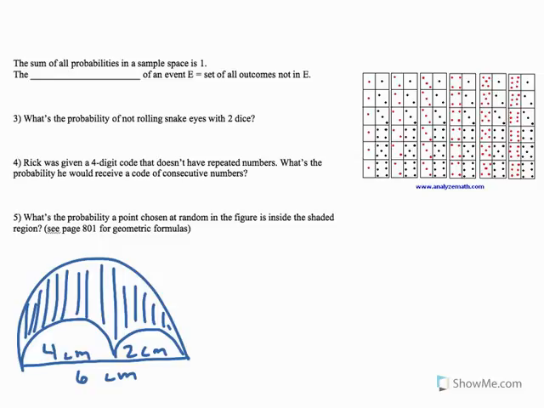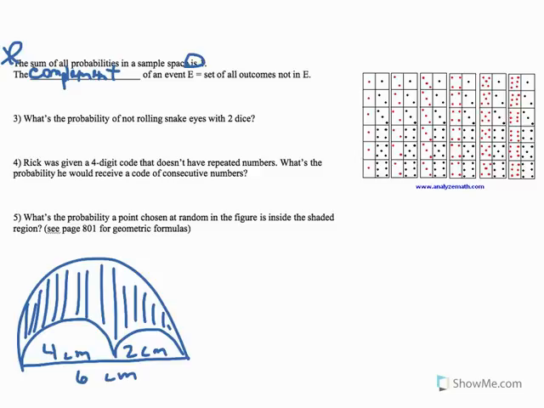We're going to talk about the complement of an event, because sometimes instead of finding the probability of an event directly, it's easier to find its complement, C-O-M-P-L-E-M-E-N-T, and then use that to find the probability you're looking for. In order to understand the complement event, you have to understand this fact here, that the sum of all probabilities in the sample space is 1.